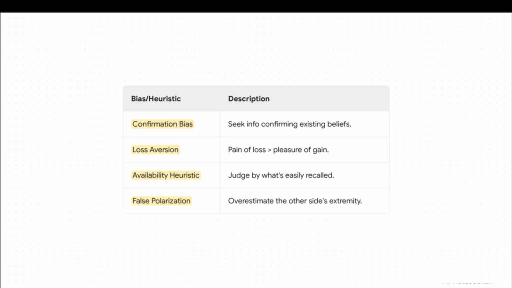Then there's loss aversion, which makes the pain of losing something feel twice as strong as the pleasure of gaining it. That's why arguments about protecting what we have are so powerful. And maybe the most dangerous one today, false polarization, which makes us see our opponents as these extreme, unified villains when the reality is usually much more complicated.